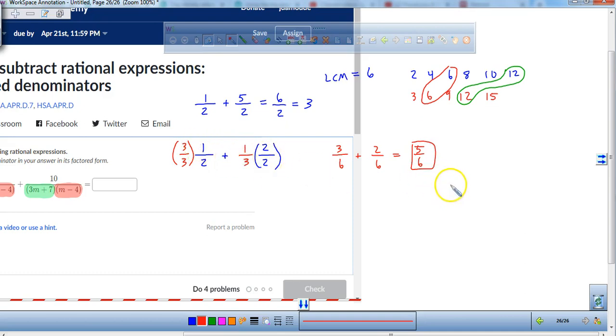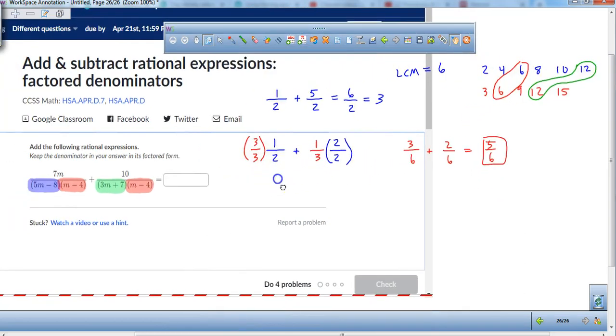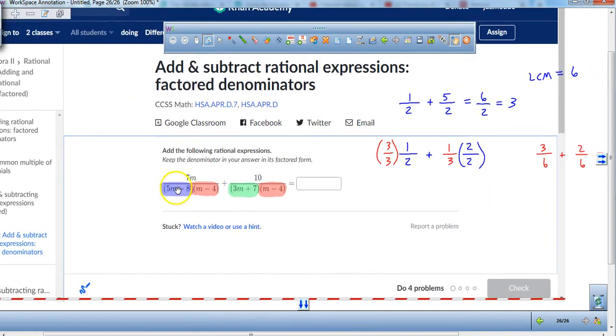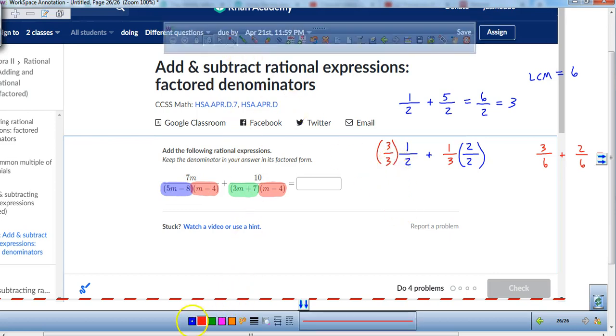And that would be our answer for 1/2 plus 1/3. Well, we're going to use a very similar concept when we're working with these, except we're going to be dealing with factors that are binomials instead of just constants. So, right now, the first thing I want you to do is write down what the LCM is of this problem. The least common multiple of these two denominators is going to be 5m minus 8 times m minus 4 times 3m plus 7.